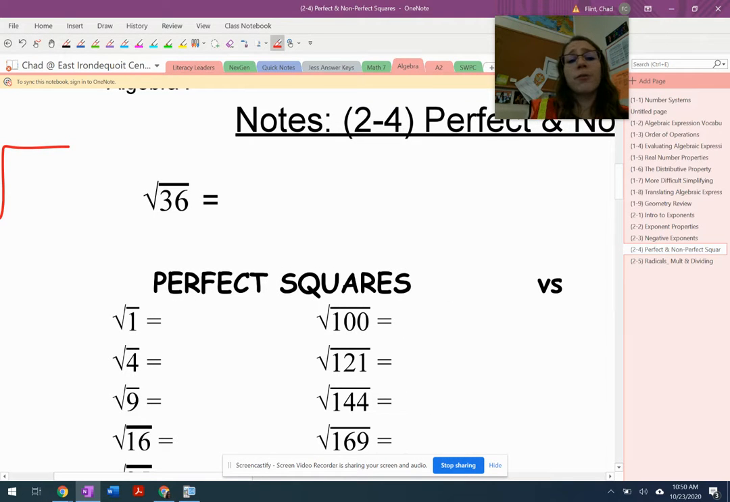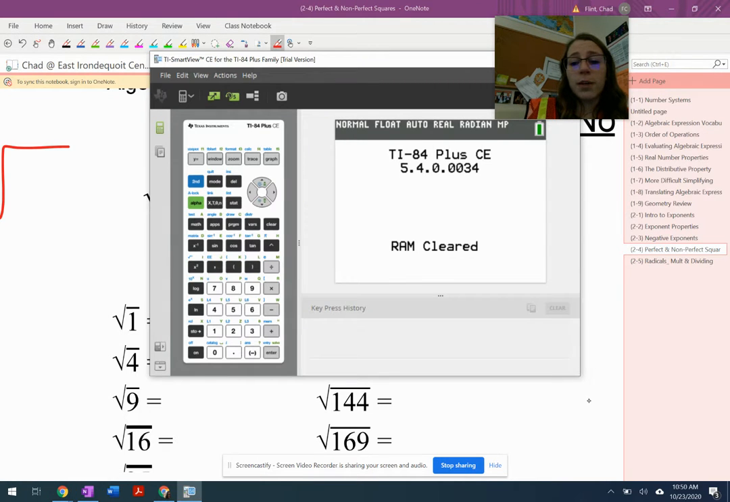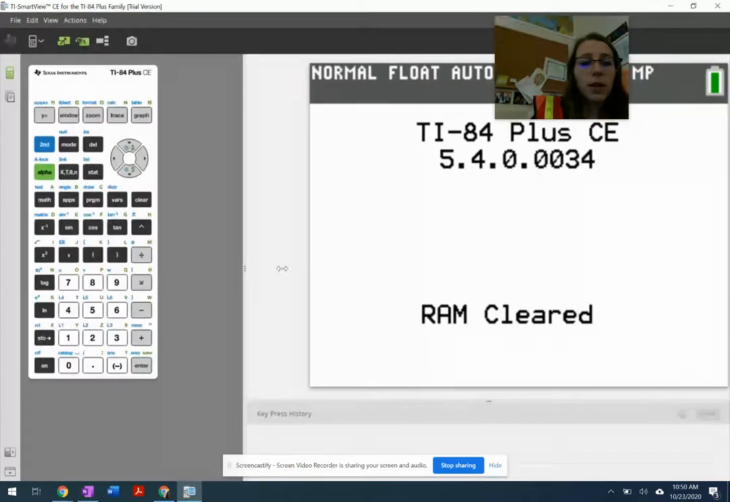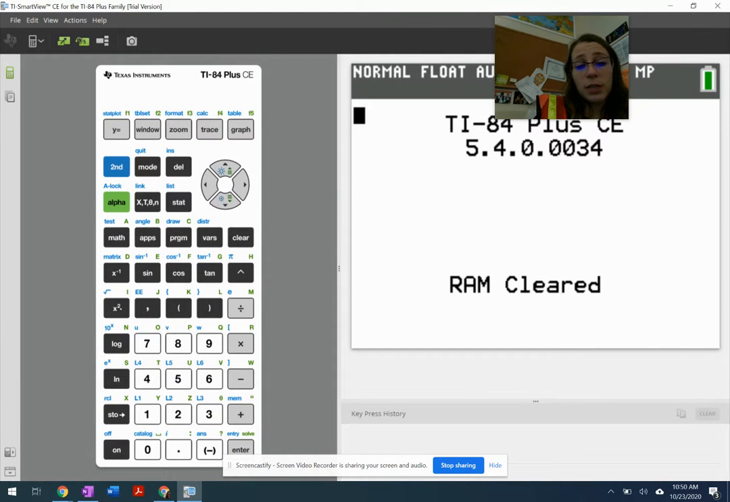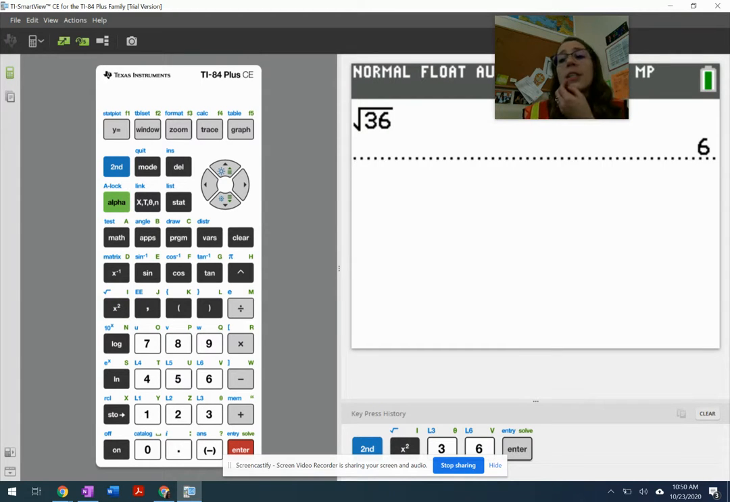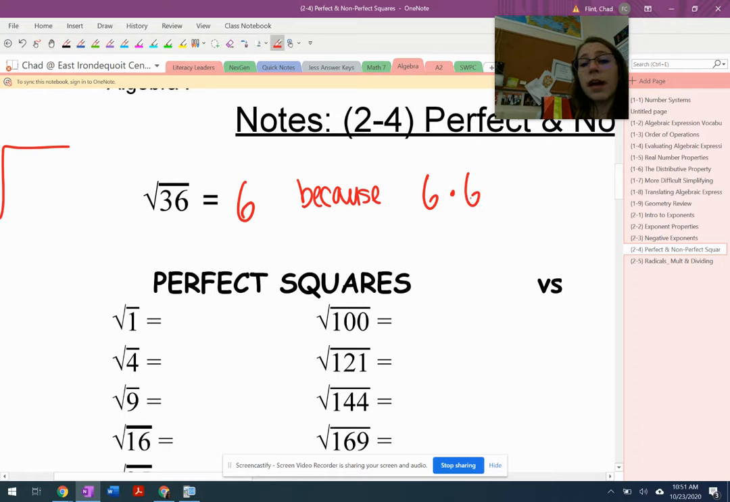So here we have the square root of 36 equals. And naturally, if you weren't sure about that, you could jump to your little fancy calculator that we all have now. Your square root is right near the x squared. You have to press the second button first, and then the square root, 36, enter. So we can see that the square root of 36 is 6 if you didn't know that beforehand. And the reason the square root of 36 is 6 is because 6 times 6 is equal to 36.